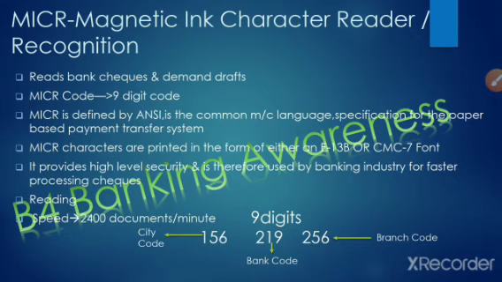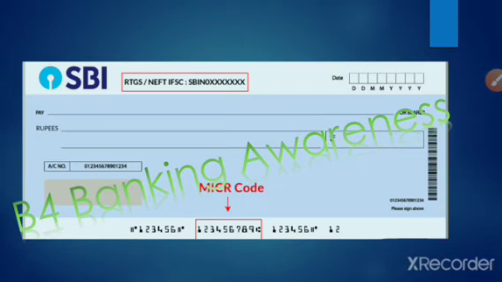Exams like SBI PO or IBPS PO can ask this type of questions. Then it provides high-level security and is therefore used in the banking industry for faster processing of checks. Its reading speed is 2400 documents per minute. In this 9-digit code, the first 3 digits are the city code, the middle 3 are the bank code, and the last 3 are the branch code. You can see here it is a MICR code.